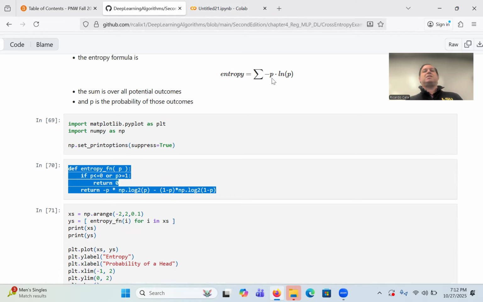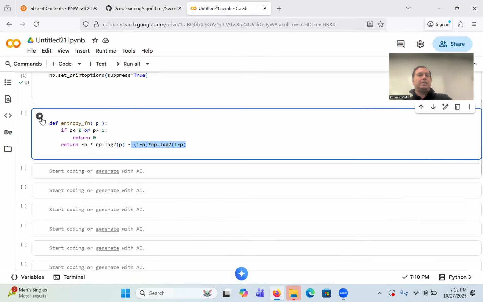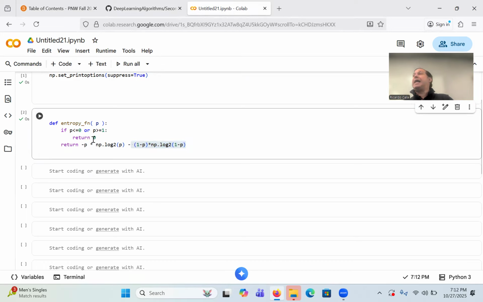Notice that the p is the same both here and in the logarithm. Make a note of that, because that's going to be the subtle change in cross entropy. Okay? It's going to be the subtle change in cross entropy. All right, so let's add the function now.